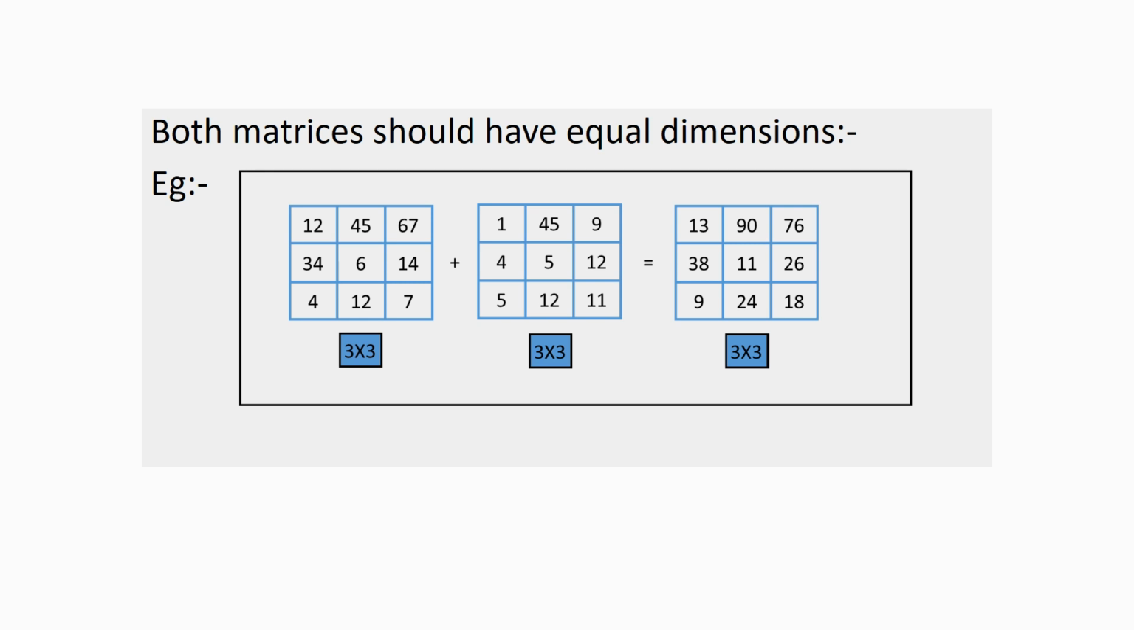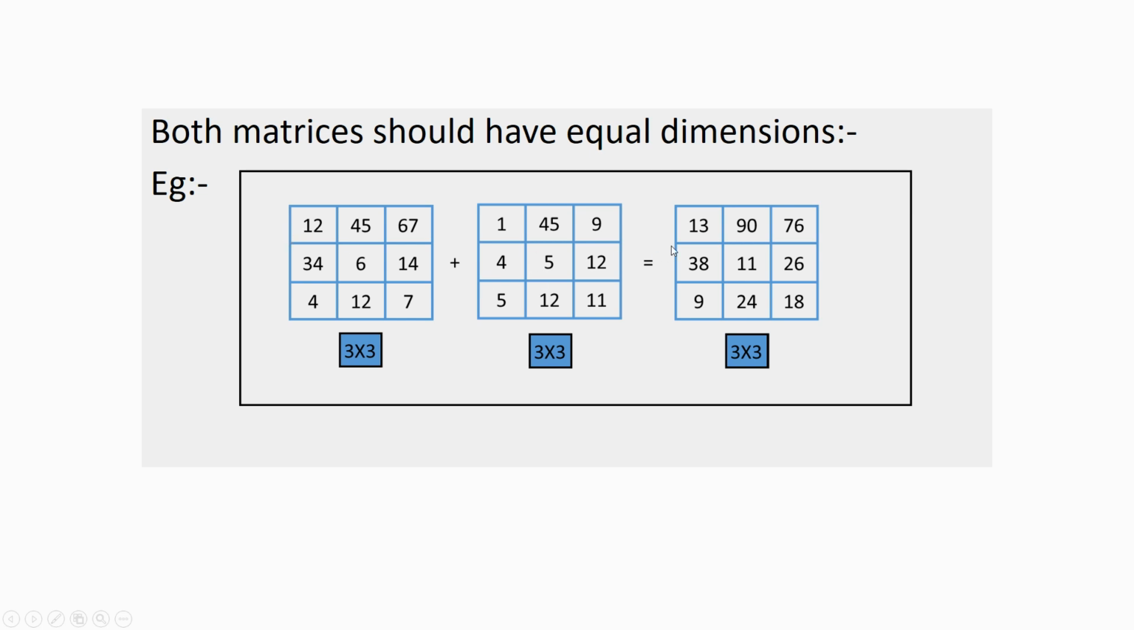And the second rule is, when we add the elements, we are actually going to add their appropriate positions. For example, this is the first row, first column of matrix 1, that is 12 over here. We are going to add that with the first row, first column position, that is 1. So 12 plus 1, and then we are going to store that in a third matrix, in the first row, first column position, that is 13. So this will be our third matrix.